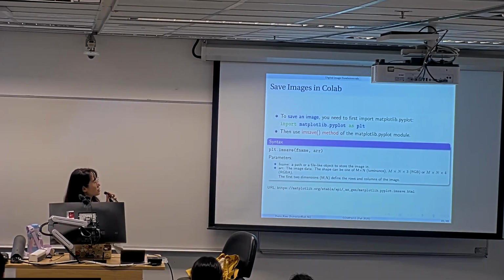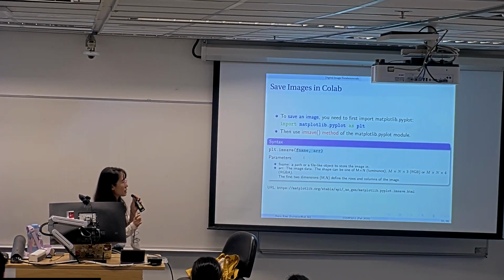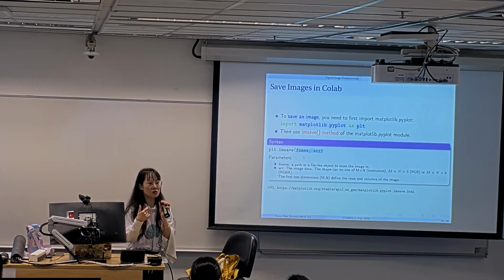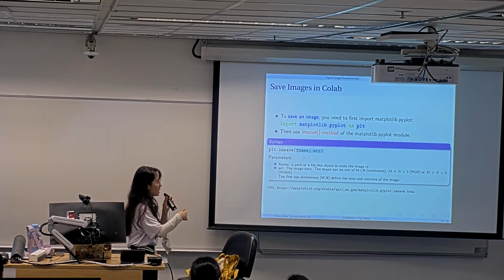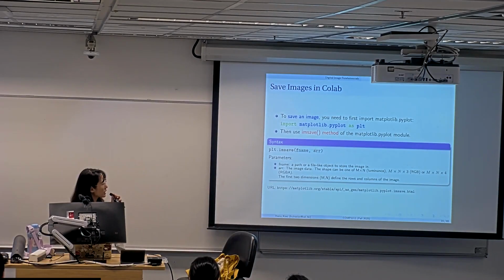The last function is imsave. How to save an image? We can directly use this method imsave. And basically, we only need to give these 2 arguments. The fname is the path or some file-like object that you want to store your image in. You just give it the path. And this arr is the image data.